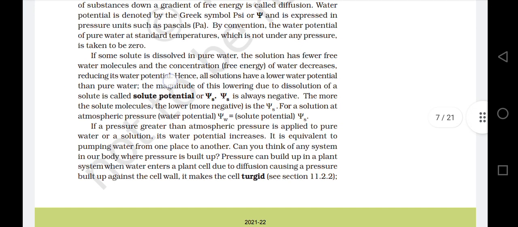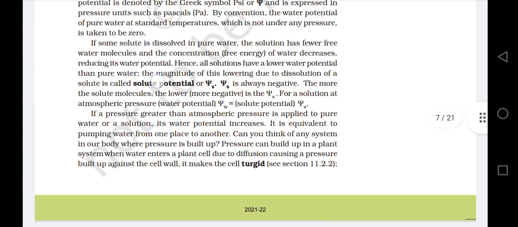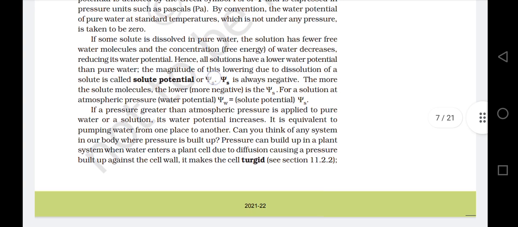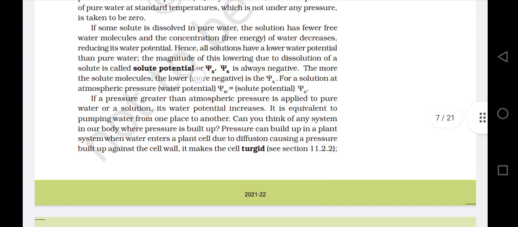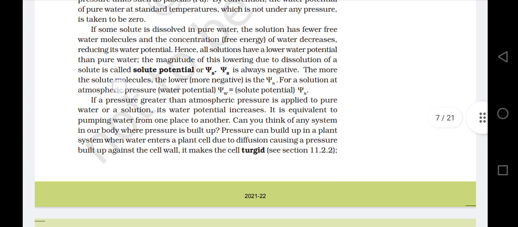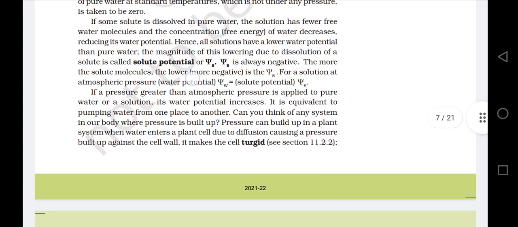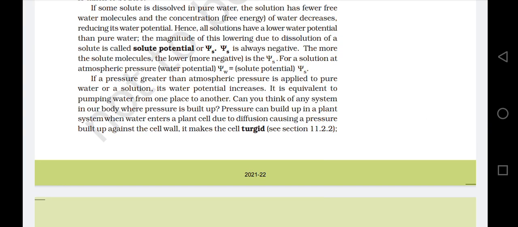The magnitude of this lowering due to dissolution of a solute is called solute potential or psi S. Psi S is always negative. The more the solute molecules, the lower, more negative, is the psi S. For a solution at atmospheric pressure, water potential psi W equals solute potential psi S.